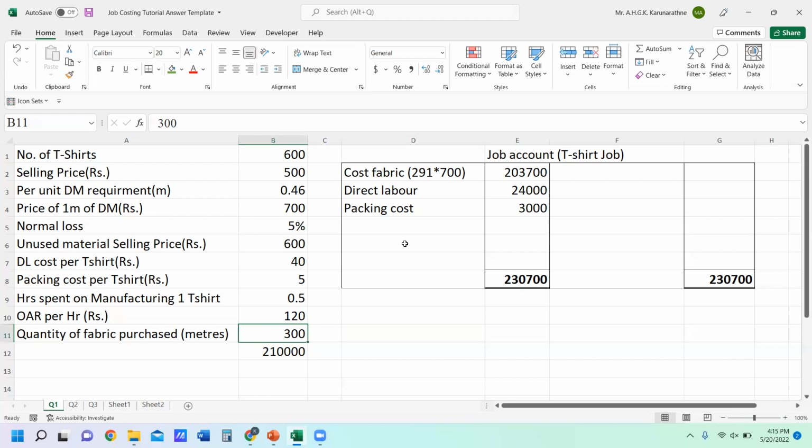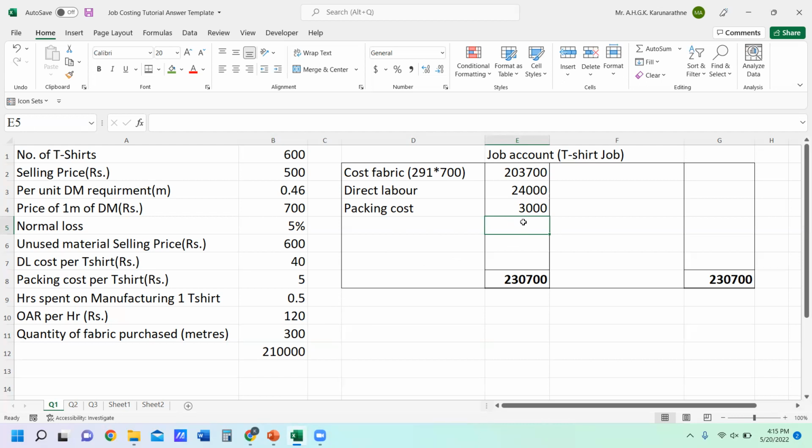You buy this much, consume this much, there will be a remaining 9 meters. That 9 meters, you need to sell under administrative decisions or otherwise, you need to take a decision to dispose of it. That has nothing to do with this job cost. Actually, in real life, that cost will be considered by the manufacturer, but that cost should not be included here.